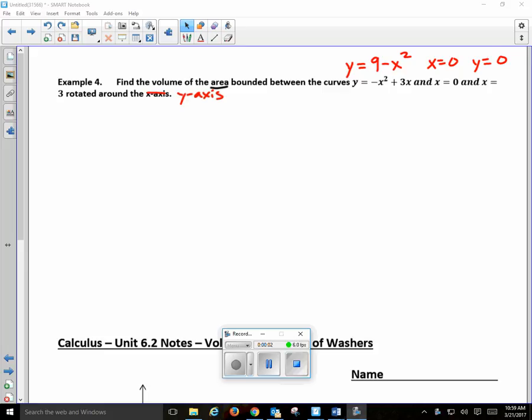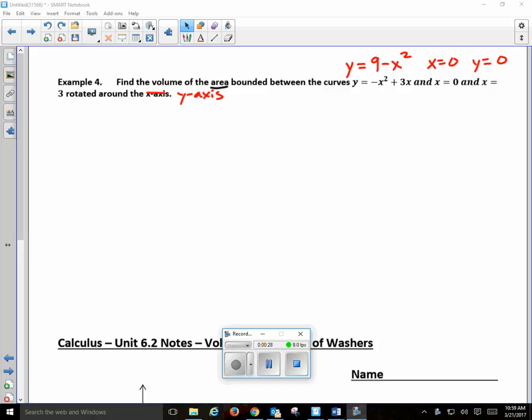Okay, let's look at example 4 from your notes that we didn't finish yesterday. We're going to switch this problem a little bit. We're going to do a disc problem. We're going to look at the volume of the area bounded between these curves, y equals 9 minus x squared, x equals 0, y equals 0, rotated around the y-axis.